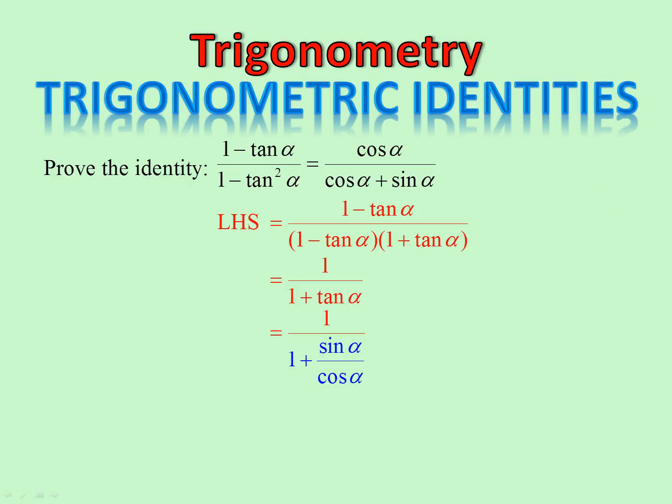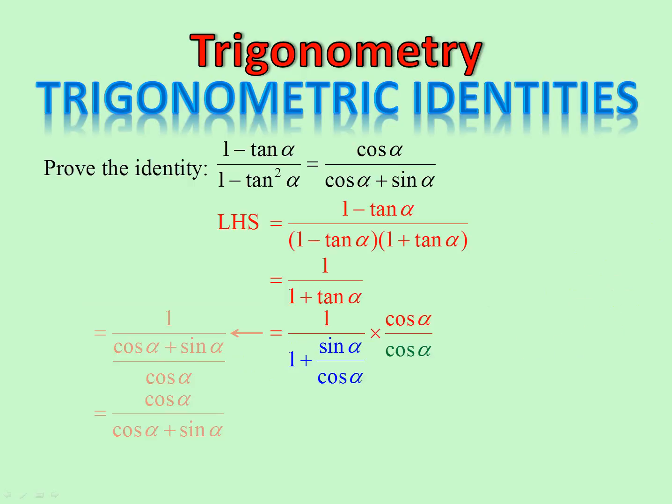Now here's a couple of options. I could go straight there, which is finding a common denominator on the bottom. And when you divide by a fraction, you multiply by the inverse. So there's the answer, which is the left-hand side, right-hand side.